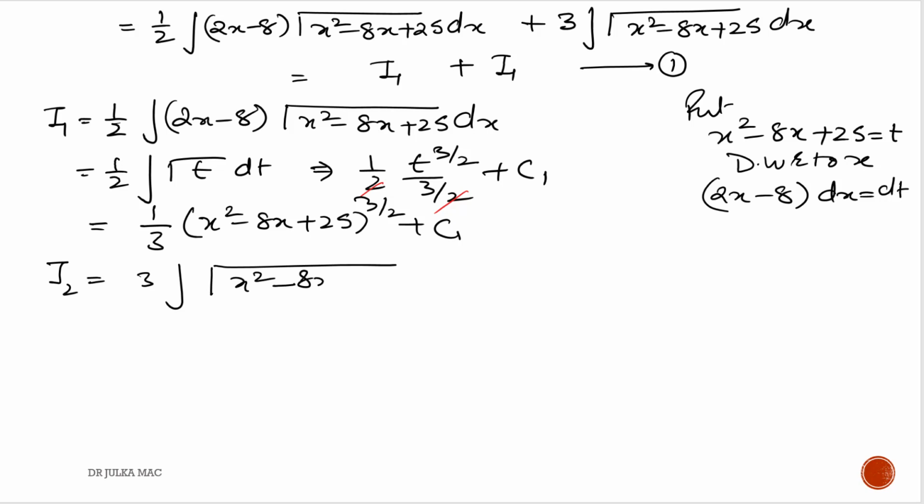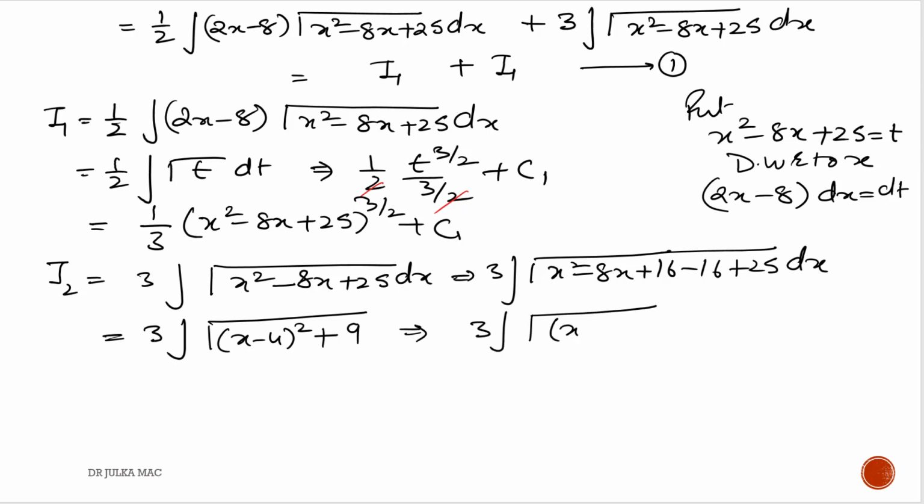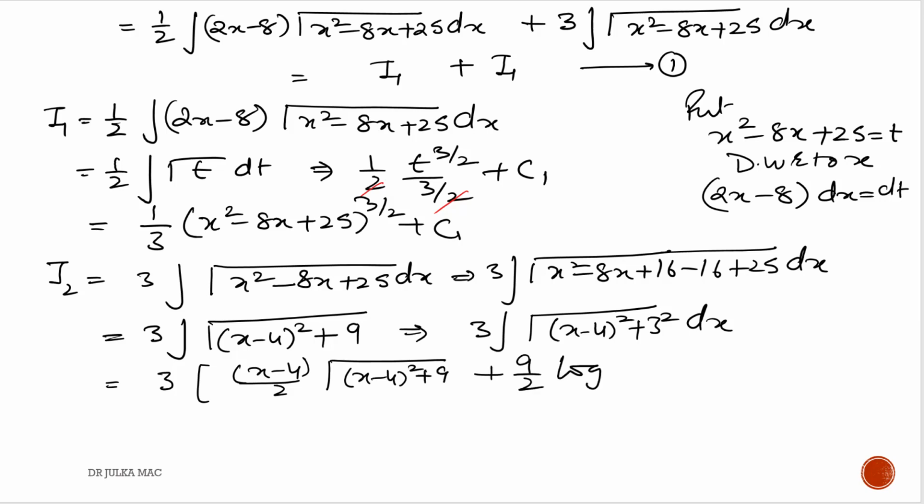Second part, I2 equals 3 times the root of x square minus 8x plus 25. To make a perfect square, we will add 16 and subtract 16. It is 3 times the root of (x minus 4) whole square plus 9. And we can write this way: the root of (x minus 4) whole square plus 3 square. And we'll use the formula of root of x square plus a square, which is x upon 2 in the root of x square plus a square plus a square by 2 log mod x plus the root of x square plus a square, plus c2.